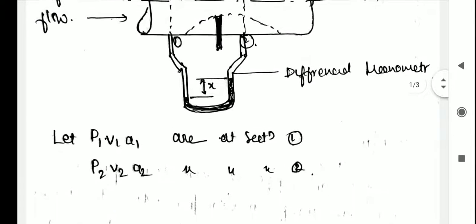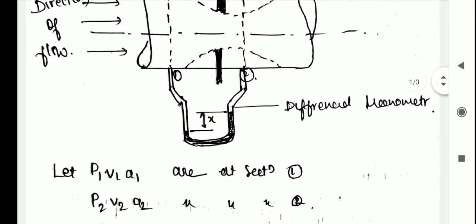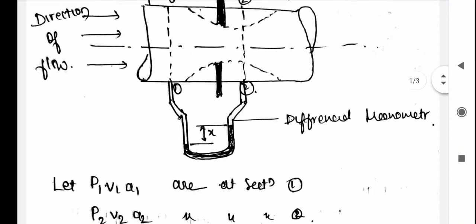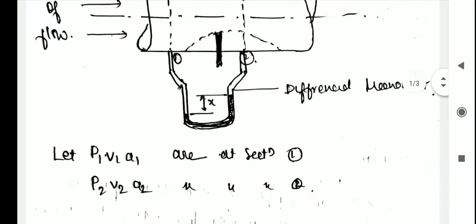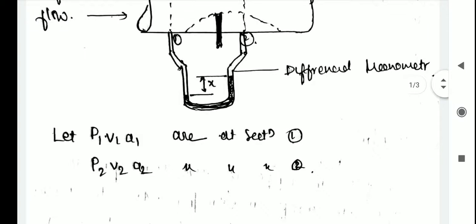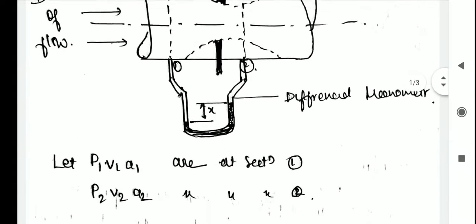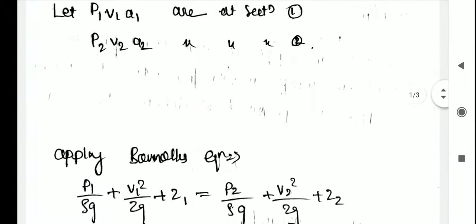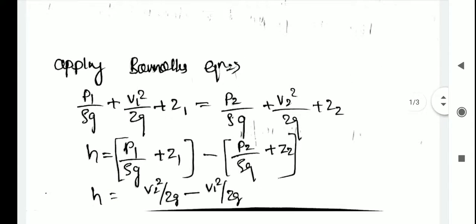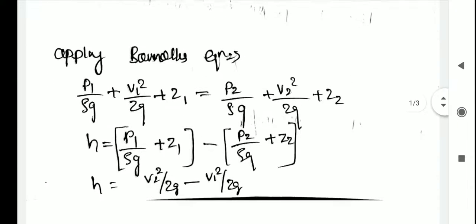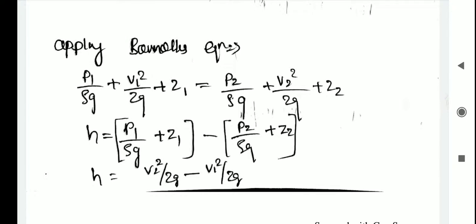P1, V1 and A1 are the pressure, velocity and area at section 1, and P2, V2 and A2 are the pressure, velocity and area at section 2. Now applying Bernoulli's equation: P1 by rho g plus V1 square by 2g plus Z1 is equal to P2 by rho g plus V2 square by 2g plus Z2. So H is equal to (P1 by rho g plus Z1) minus (P2 by rho g plus Z2).